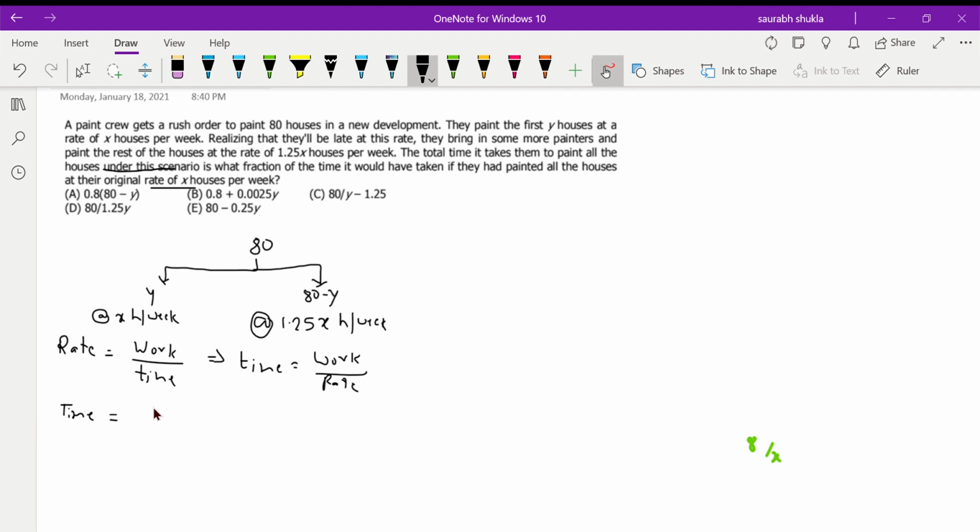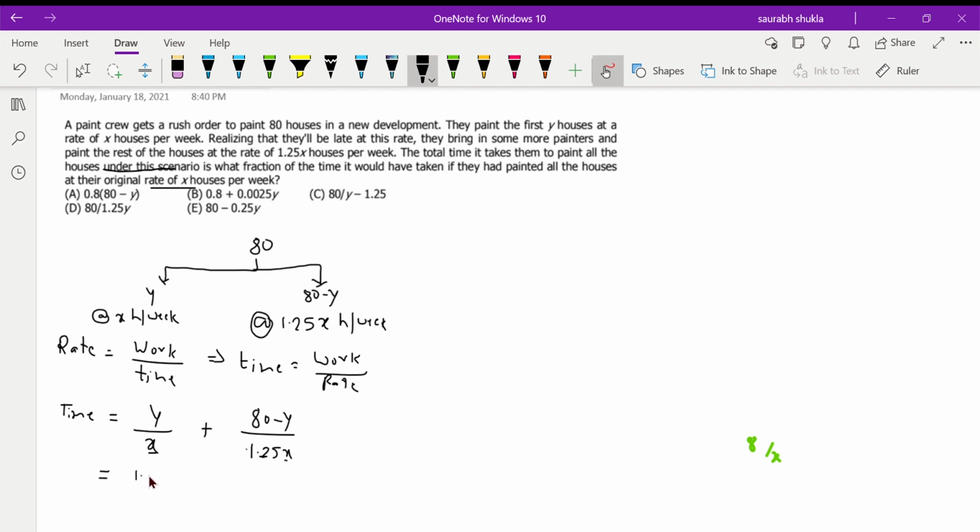So we know that first Y houses were painted at the rate of X, right? So this is rate, this is work. So it will take Y divided by X time, plus remaining houses 80 minus Y were painted at the rate of 1.25x, right? Let us try and simplify this. So if you know how to solve numbers in the fractional form, what will you do? You know x is common in both the denominators, so let us just multiply 1.25 in the numerator.